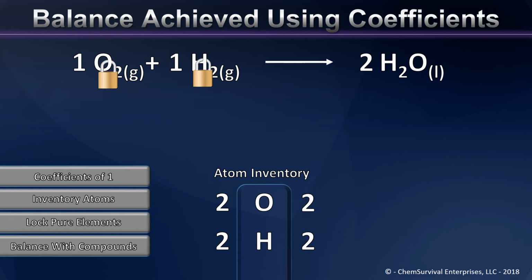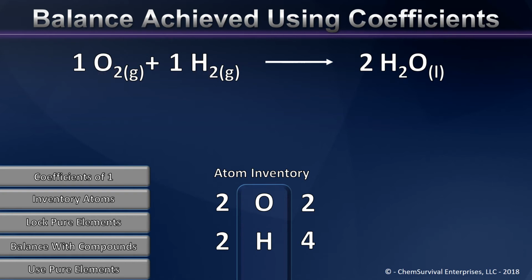This will change the number of oxygen to 2. But 2 moles of water also contains 4 moles of hydrogen. So in fixing the balance for my oxygen, I've now knocked the balance of hydrogen out. But I have an ace in the hole. I've saved my pure elements for last. So now it's time to unlock those pure elements and fix the problem.